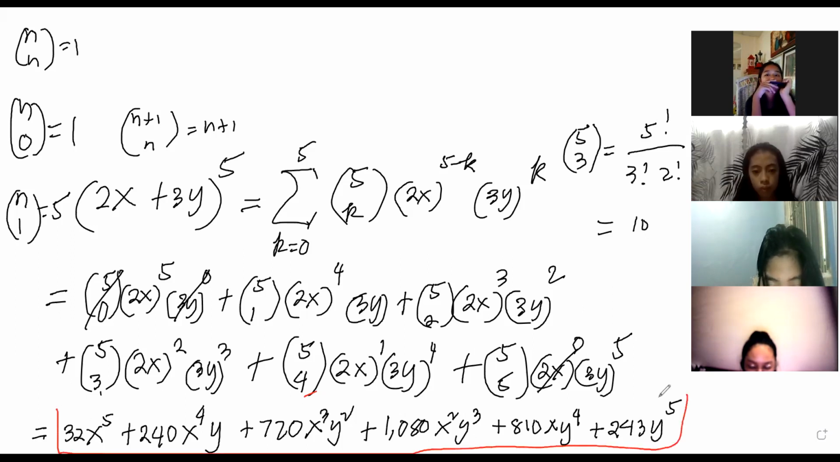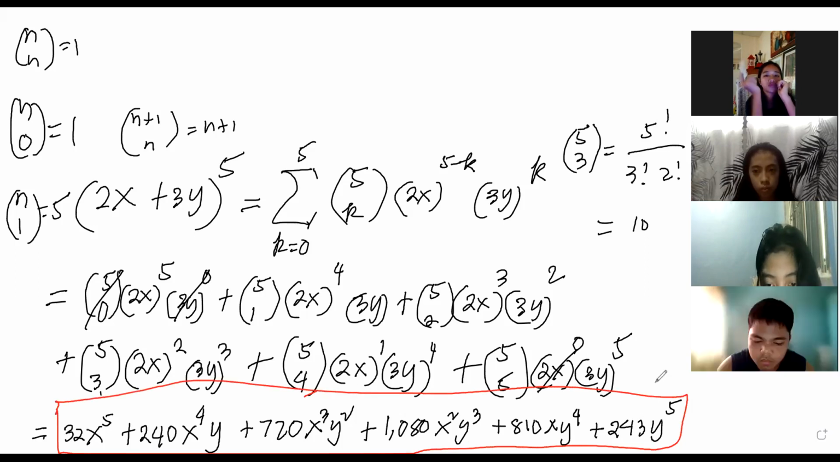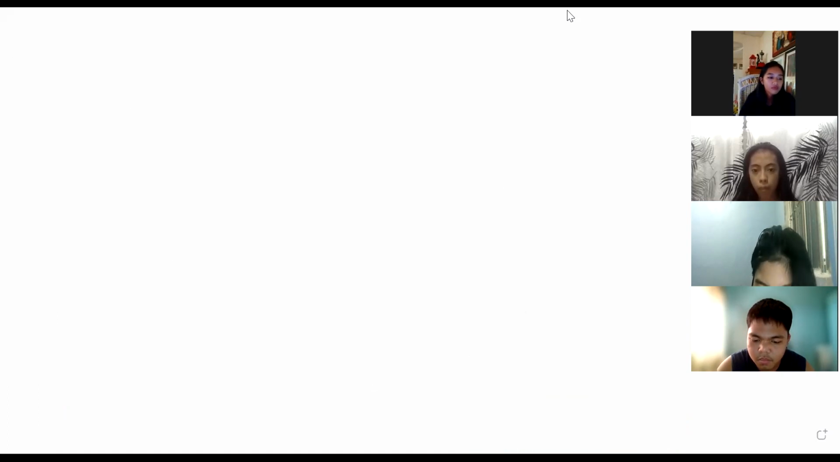Any question? Clarification. By the way, here we are not using the Pascal's triangle anymore, but we are using the binomial theorem. Any question before I proceed to the next part? None? Okay, I'll give one more example.